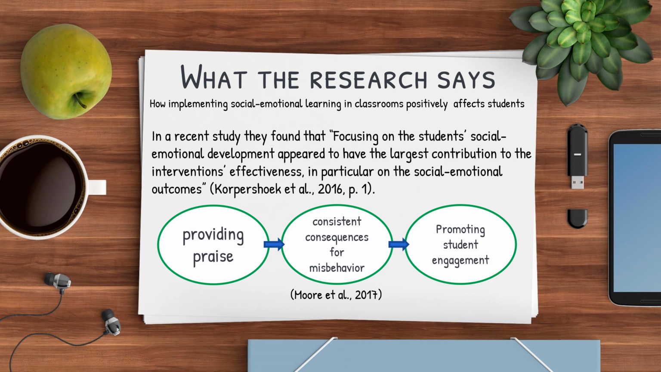This is also important to show that students have high expectations and that there are also consistent consequences for misbehaviors. That's important. It's not punishing the student, but it's having consequences based on those behaviors in the rules and expectations that have been laid out already. And of course, promoting student engagement in the classroom.